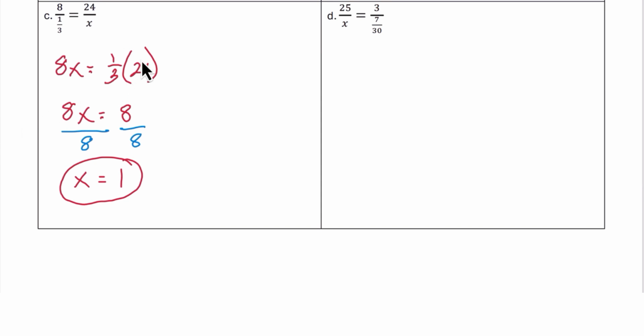To check this, we can plug in what we think the answer is back into the original equation. 8 divided by 1/3 equals 24 divided by x, which we think is 1. And now cross multiply. 8 times 1 is 8. 1/3 times 24 is also 8. Since that's true, we know our answer is good.